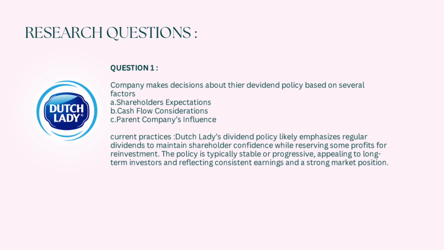overall strategy. Next, companies make decisions about their dividend policy based on several factors such as shareholders' expectation, cash flow considerations, and parent company's influence. The current practice is that Dutch Lady's dividend policy would likely focus on providing regular dividends to maintain shareholder confidence while keeping a portion of profit for reinvestment and growth. Historically, companies like Dutch Lady have had a stable or progressive dividend policy to appeal to long-term investors, reflecting consistent earnings and strong market position.